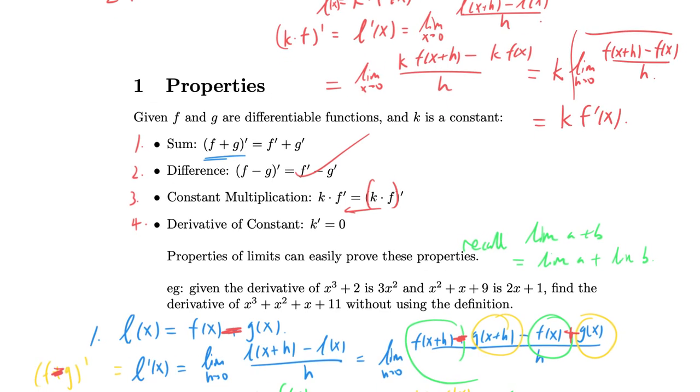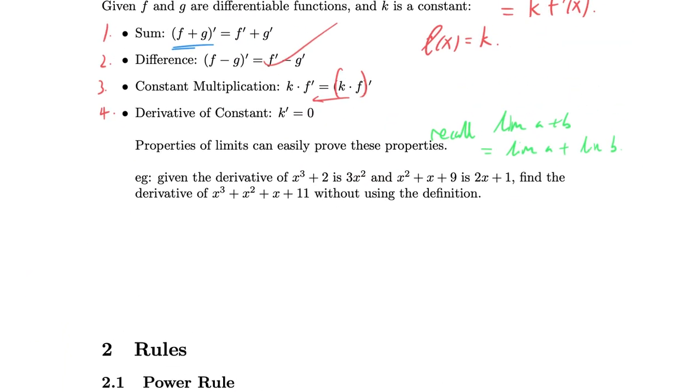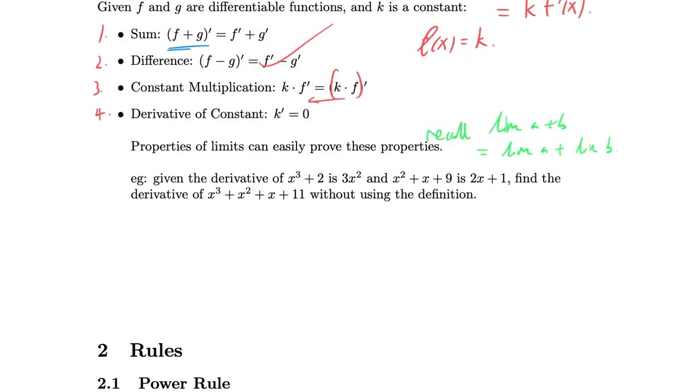Then finally, the derivative of a constant, this is super easy. You can just let a function L of x be equal to k, and you can directly run this limit and you would find that it's just equal to 0. This is super easy. Now we're going to leverage one of these properties to find the derivative of x cubed plus x squared plus x plus 11 without using the definition.